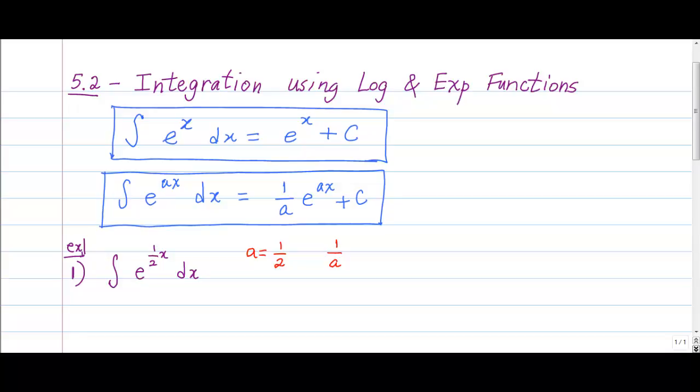Hello. Let's begin section 5.2. Let's continue integration. This is integration using log and exponential functions.